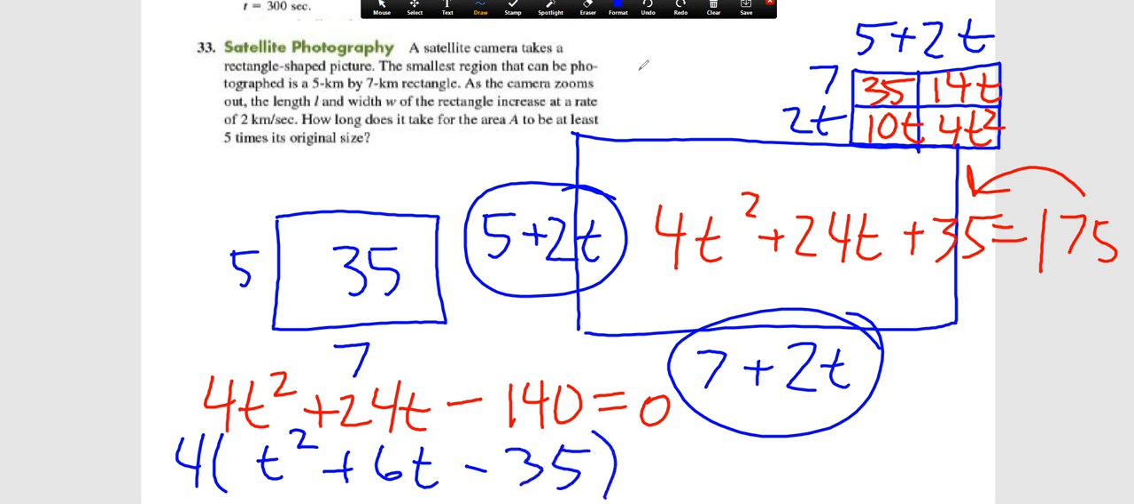Are you kidding me? That's not going to work. Can we factor that? I don't know factors of 35 whose difference is 6. Man, I thought we had something pretty cool here. Well, we kind of do. We could graph this, couldn't we? Figure out where it crosses the x-axis, because one of those has got to be the answer here.